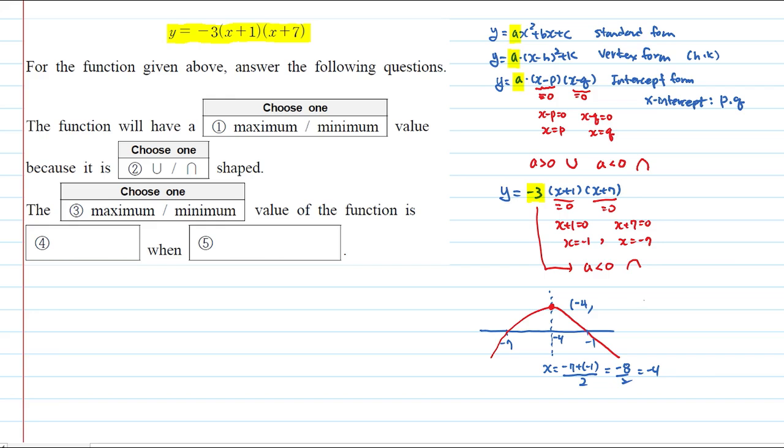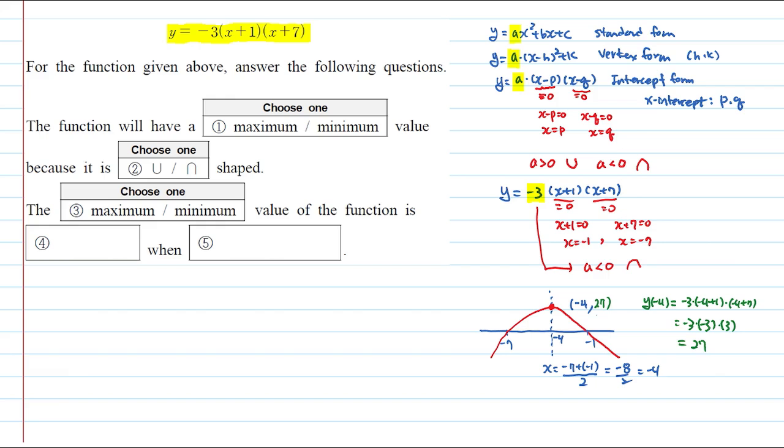Now how do we find the y value? We know that x is equal to negative 4. The y value when x is equal to negative 4 will be negative 3 times negative 4 plus 1 times negative 4 plus 7. That will be negative 3 times negative 3 times 3. Negative times negative will make it positive. That's 27. So the y coordinate will be 27. So we're ready to answer the question.